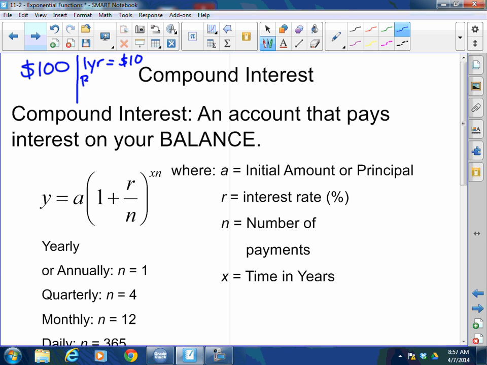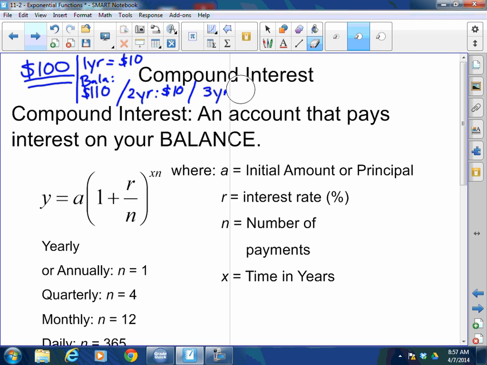So your balance will be $110. But in year two, I'm still going to pay you $10. And then year three, I'm still going to pay you $10. Simple interest pays only on the original amount. Okay? Compound interest. Compound is a little bit different. Compound is a lot more dynamic. It's a lot more lucrative.